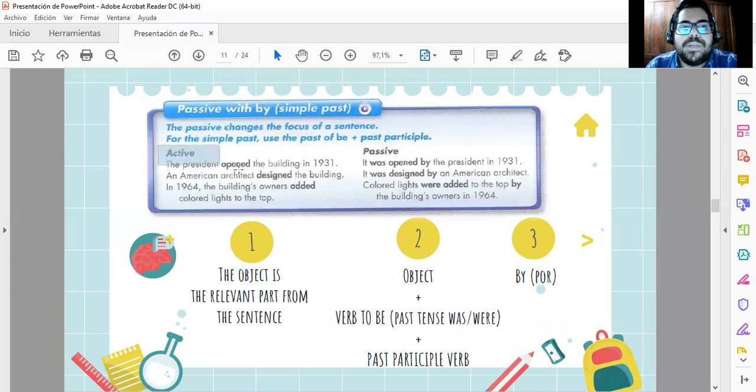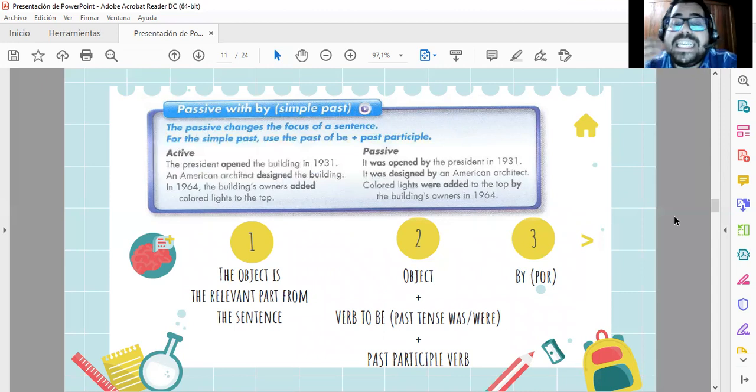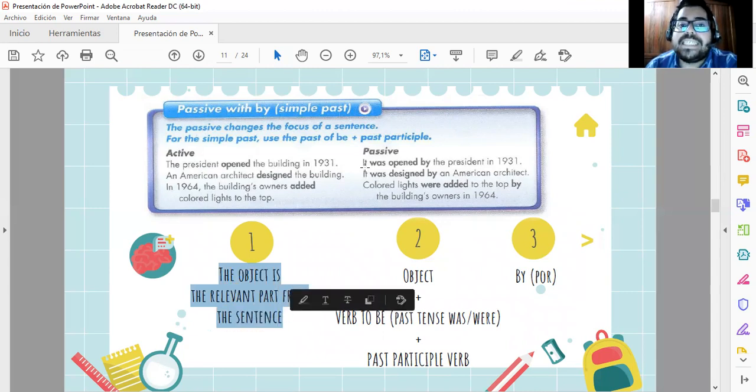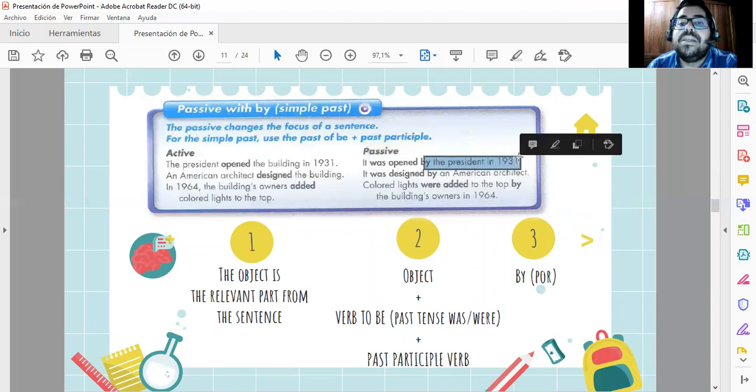Take a look, this is active voice. The president, a person, we have a doer, right? Someone that does the action. Well, the president opened the building in 1931. On the other hand, guys, here we have the passive voice. Remember that in the passive voice, the object is the relevant part of the sentence. And guys, what is it? Well, it is the building, right? So: the building, or it, was opened by the president in 1931.